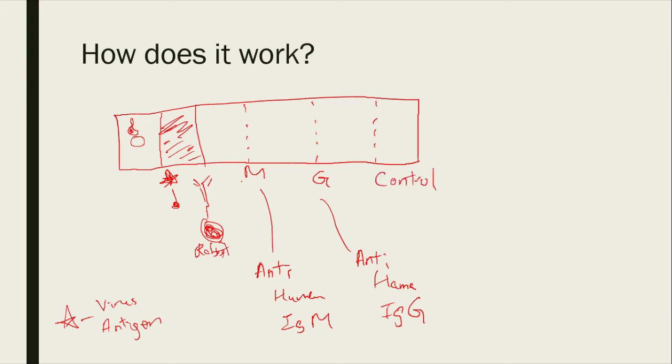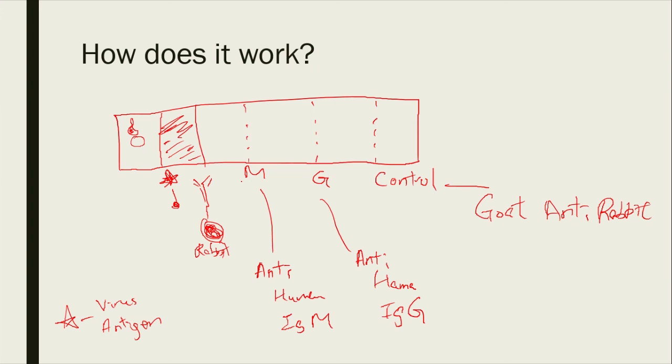Now the control line contains an antibody which is a gold anti-rabbit antibody. So the rabbit antibody in this pad really serves as a control to show the flow is going well, right?